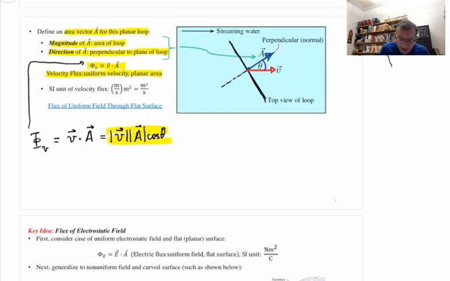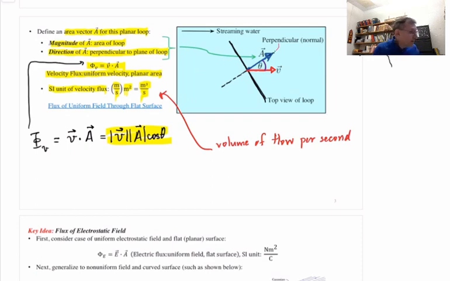Let's think about the SI unit for a minute of velocity flux. It's got to be the unit of velocity, meters per second, times the unit of area, meters squared. But that's actually meter cubed per second. Well, that gives me an easy way to think of velocity flux. It's the volume of water, meters cubed, flowing through the surface per second. Volume of flow per second, if it's a velocity flux.